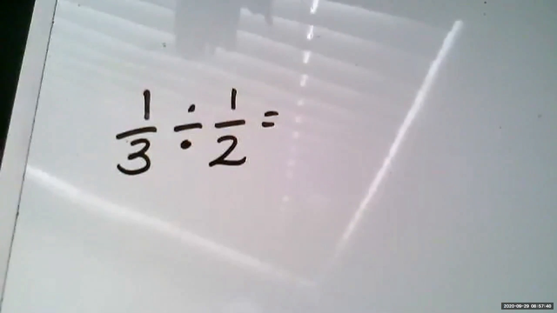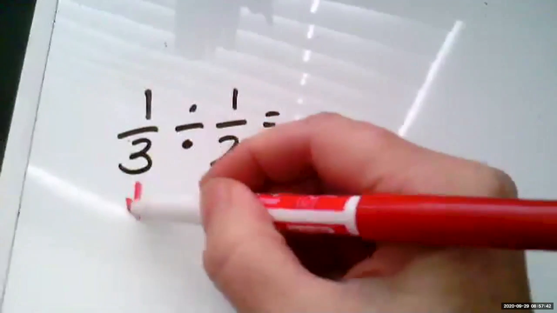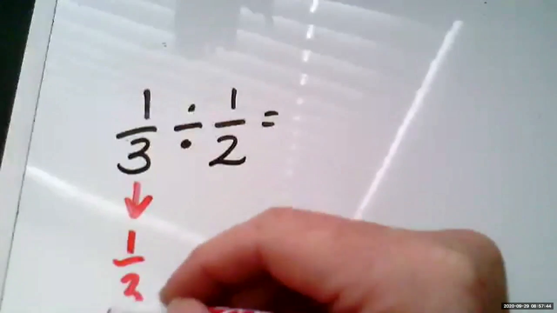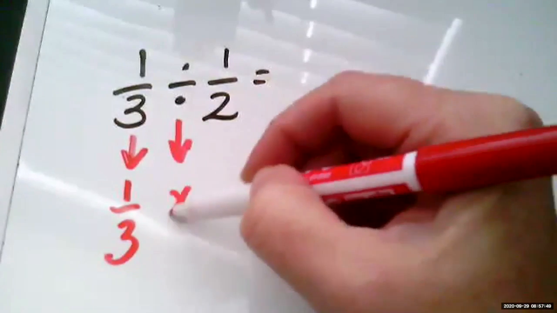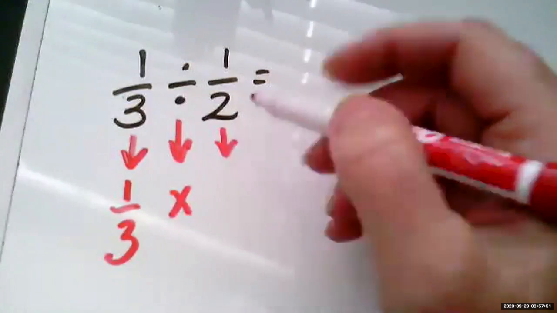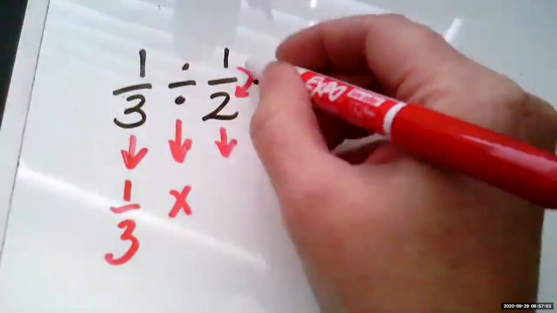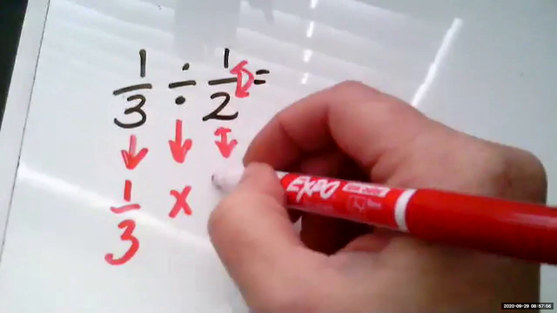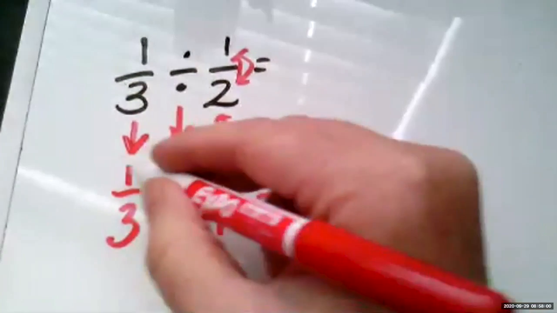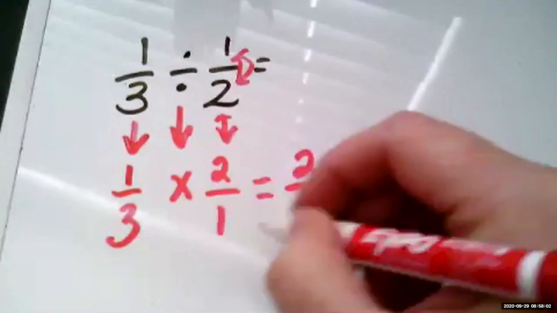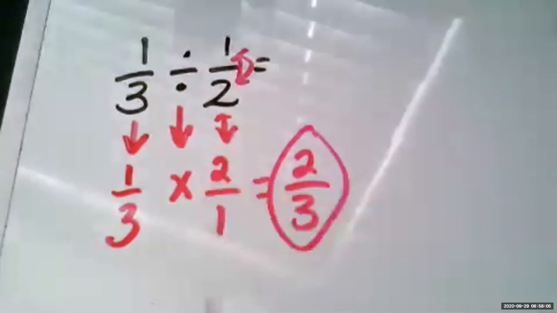That's fantastic. You keep the first fraction the same. The first fraction always stays the same. Divide becomes multiply. 1/2, you have to flip it, becomes 2/1. And yes, everyone who has texted me, 1 times 2 is 2, and 3 times 1 is 3. 2/3 is the final answer. Yes. All right, good deal. Let's do a couple more.